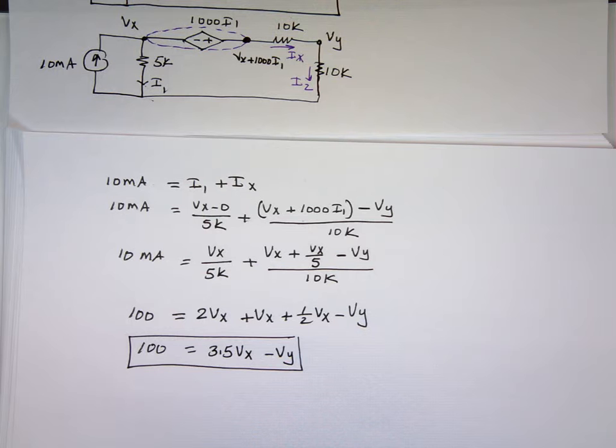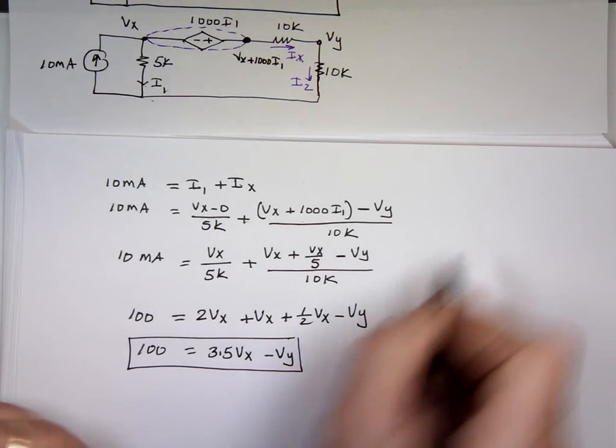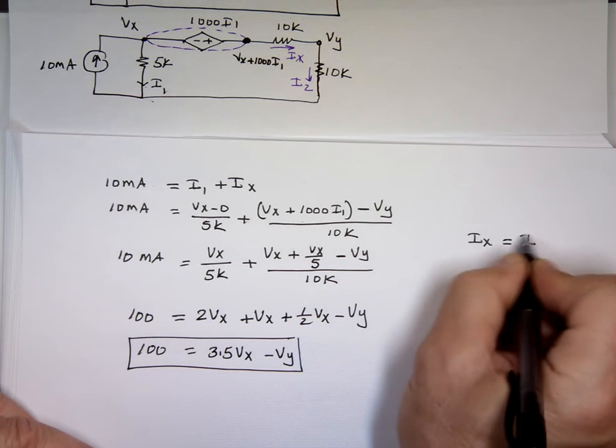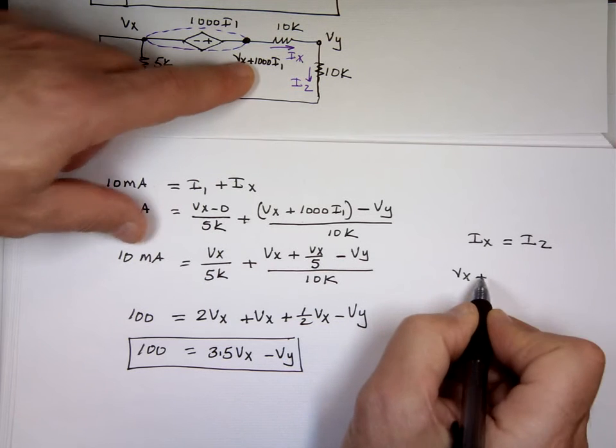Hopefully we're good. We didn't make a math mistake on it. And the other one, we can do a KCL of that node, the current going in, which is what? I sub x equals the current leaving, which is what? I sub 2. And again, I can do this math, Vx plus, we know this is Vx over 5. We just did that.